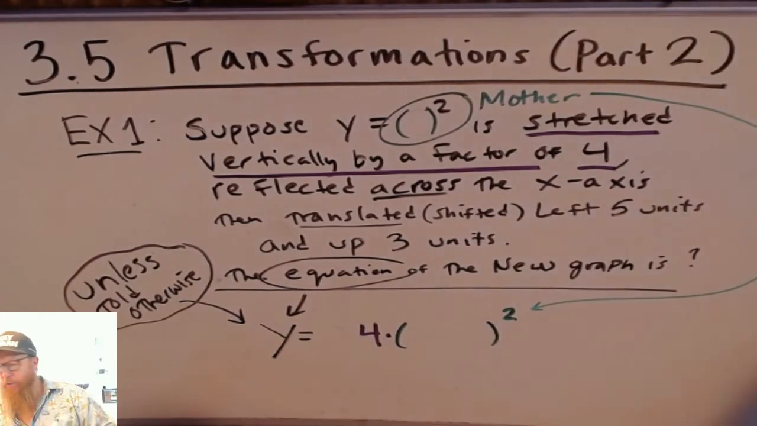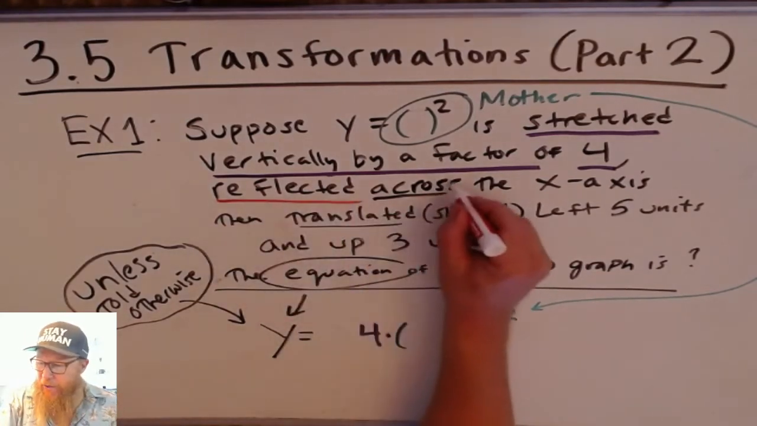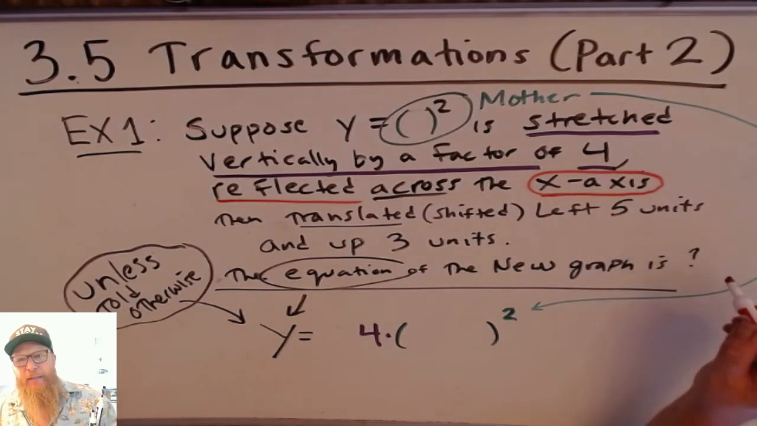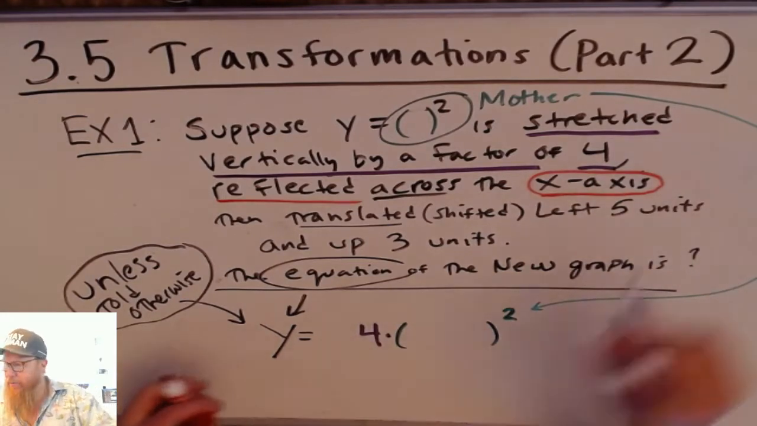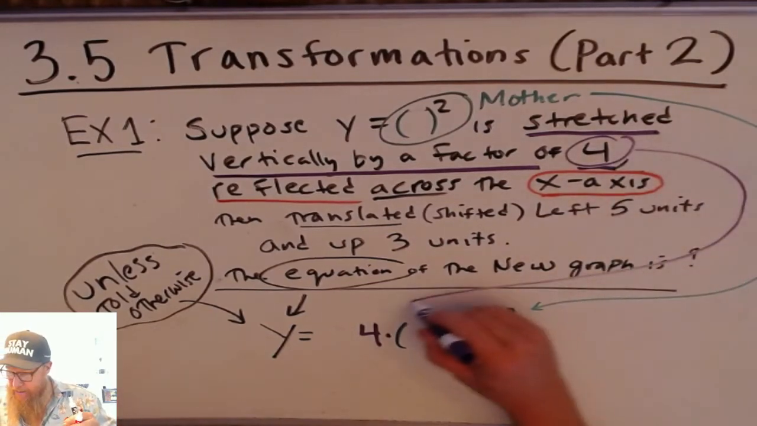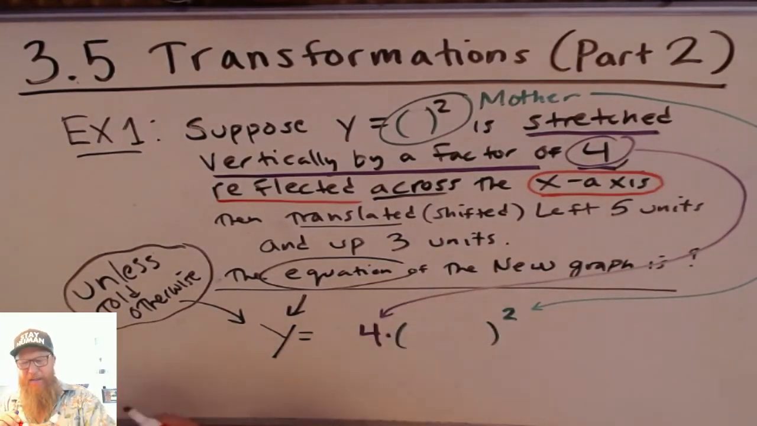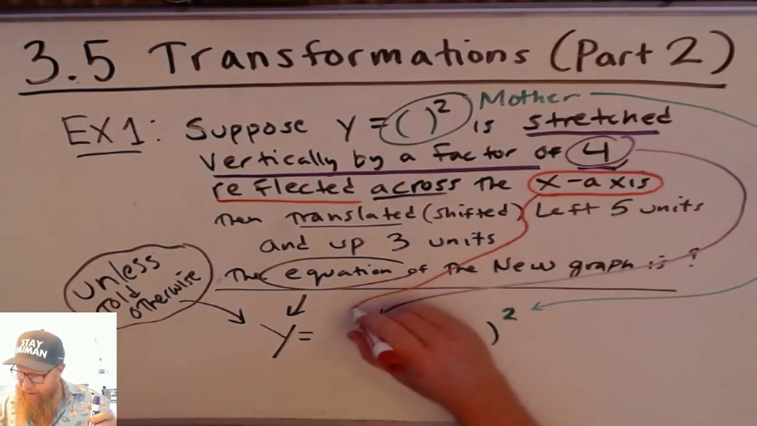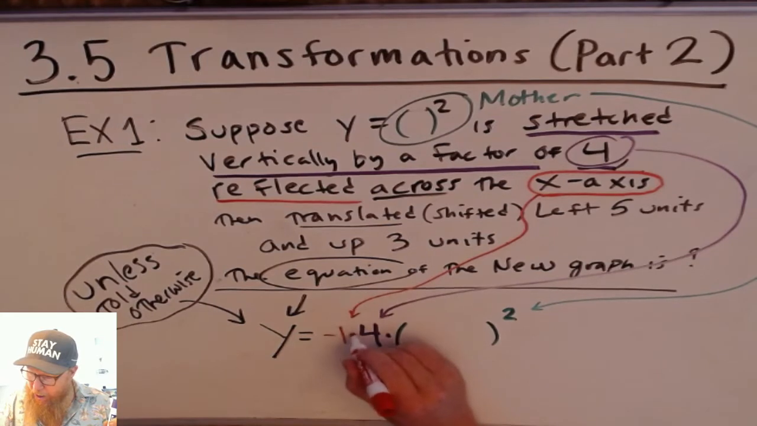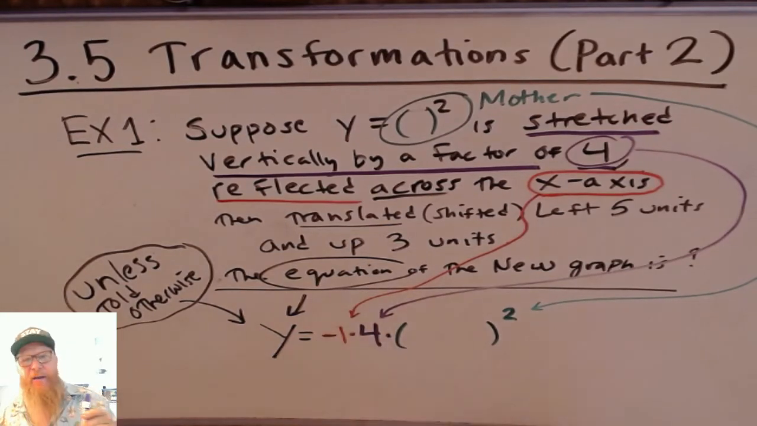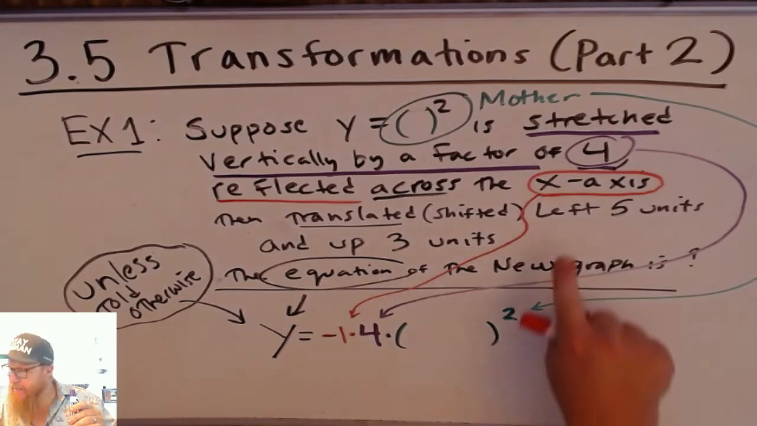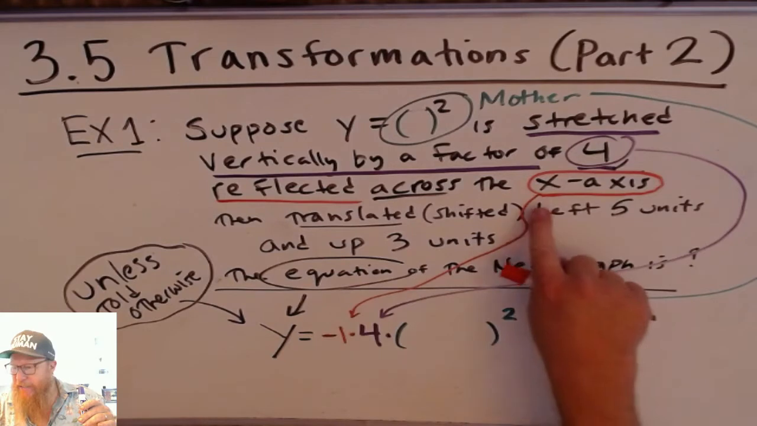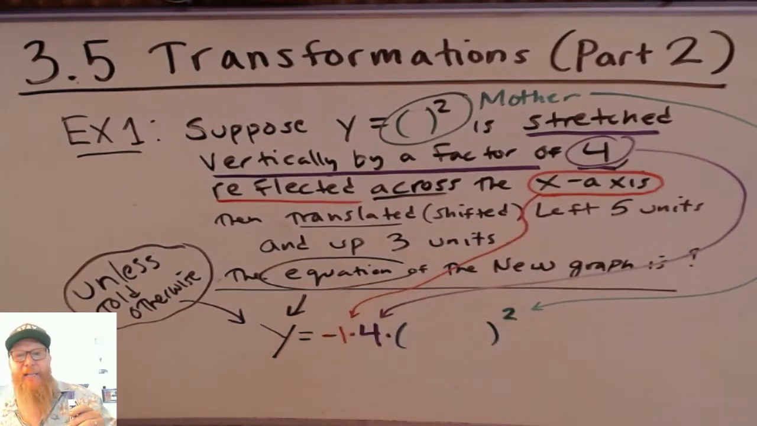Reflected about or across the x-axis. Let me draw some arrows here. Factor of 4 goes here. Reflected about the x-axis. That's going to go out in front. -1. You multiply by -1. Okay, that's because it's the x-axis. So you multiply outside. If it said y-axis, then I would multiply inside.